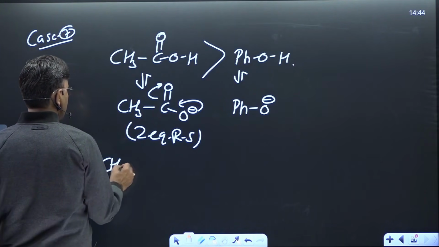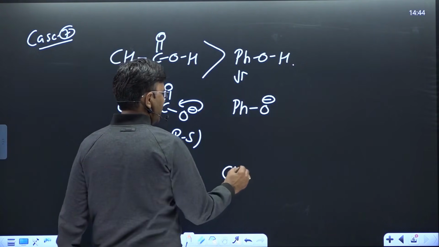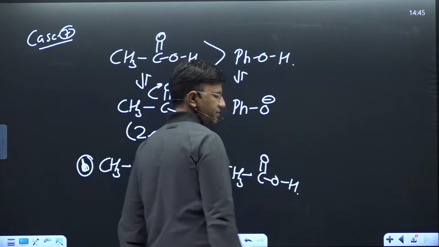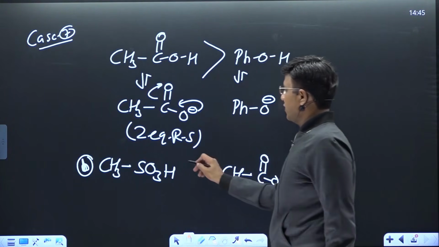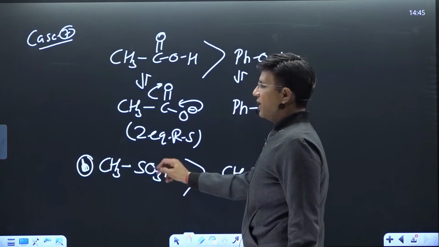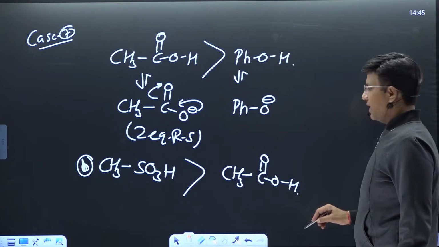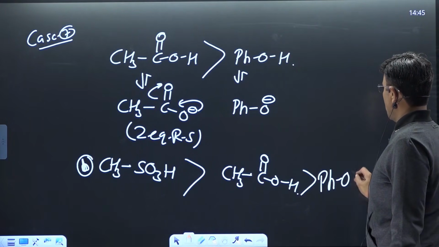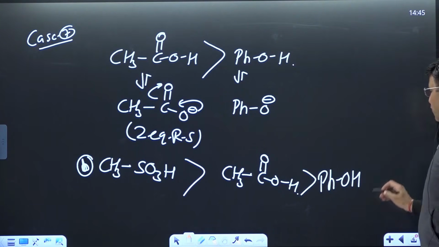For example, tell me, is sulfonic acid more acidic or is carboxylic acid more acidic? Say it. Sulfonic will be more, right? Why will the sulfonic be more acidic than phenol? Its conjugate has 3 equivalent resonating structures, and the carboxylic acid conjugate has 2 equivalent resonating structures. Sulfonic and carboxylic acids are more acidic than phenol. Why? Because they have equivalent resonating structures while the other does not.